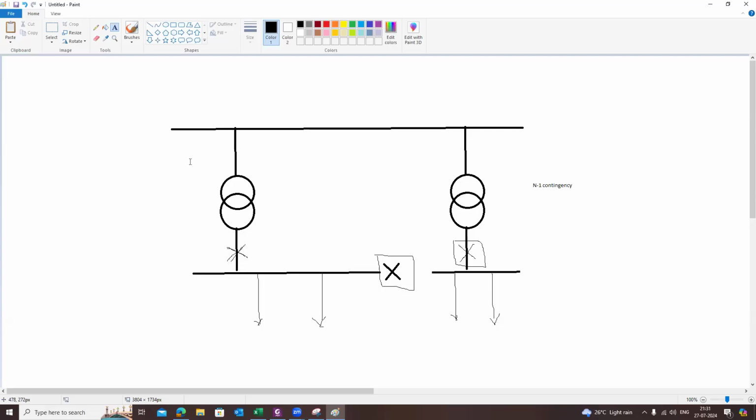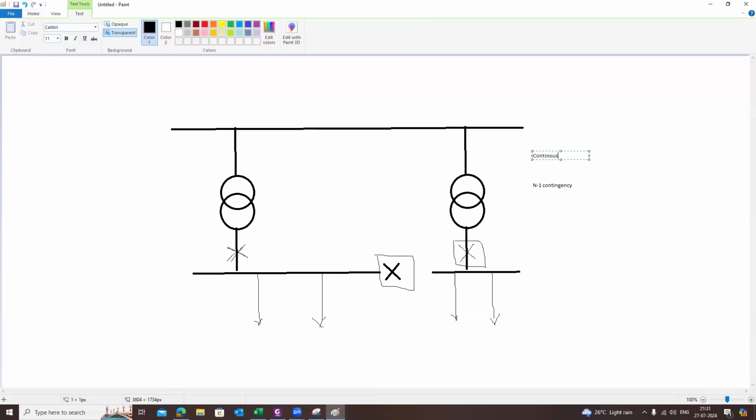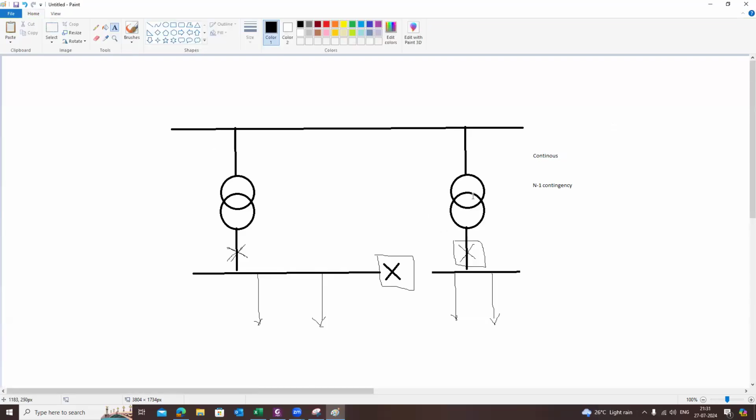Suppose, let's say you have a contingency of a transformer failure. Then replacing the transformer with a new transformer will take at least 2 to 3 days. Then what you have to do is compare the transformer with the continuous rating of the equipment. So when the transformer will be out for 2 to 3 days, this transformer shall be able to feed the loads continuously 24/7. It has to feed the loads. So in that case, the transformer rating shall be compared with the continuous rating.